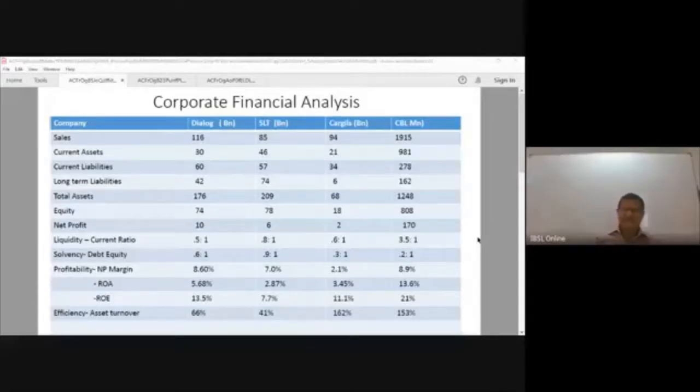They can, for every rupee invested in assets, make 66 cents rather. Similarly, SLT makes 41 cents on a rupee. Cargills makes 162 on a rupee. That means their investments are low, yet they make more money because their business model is very good, because they don't have to borrow any money.